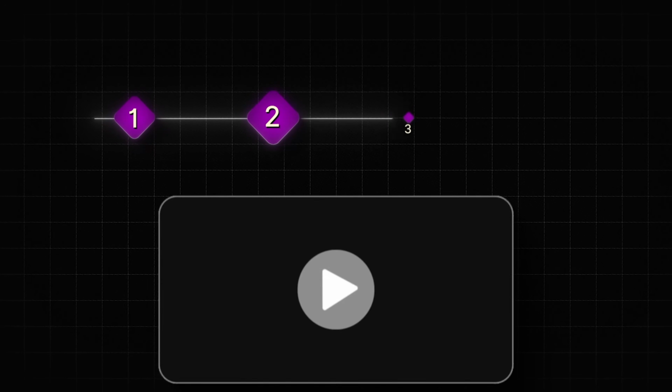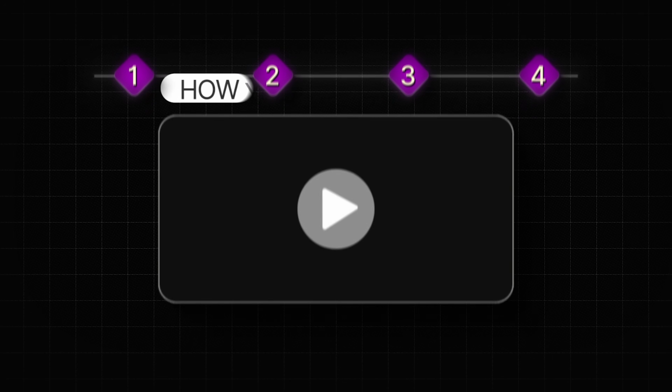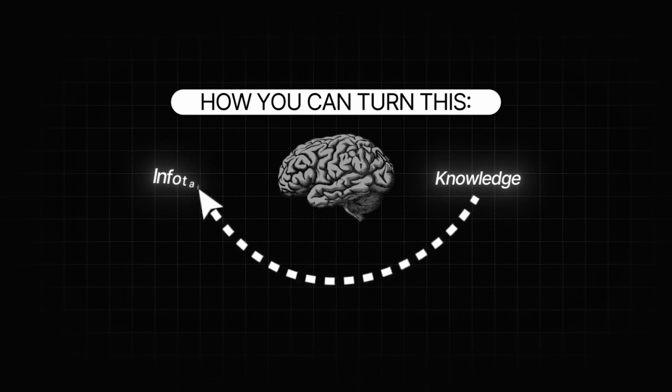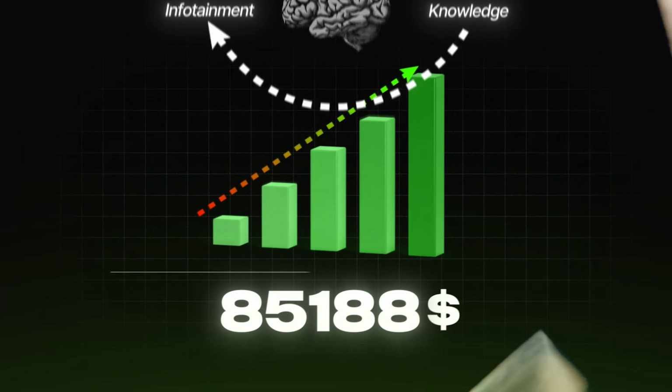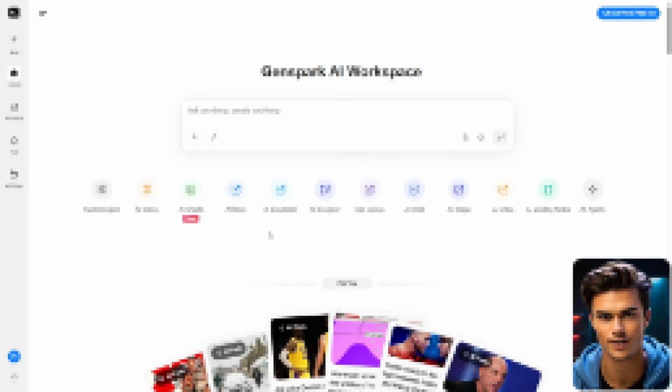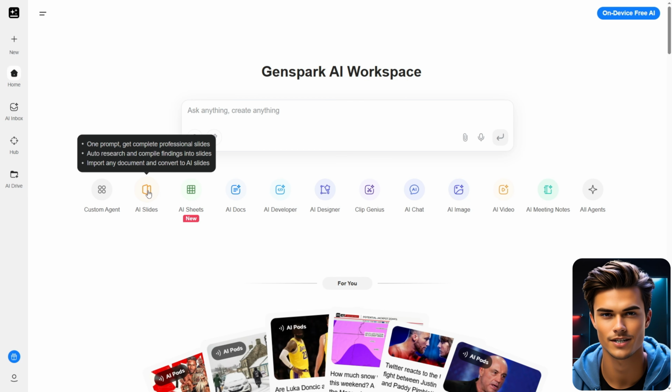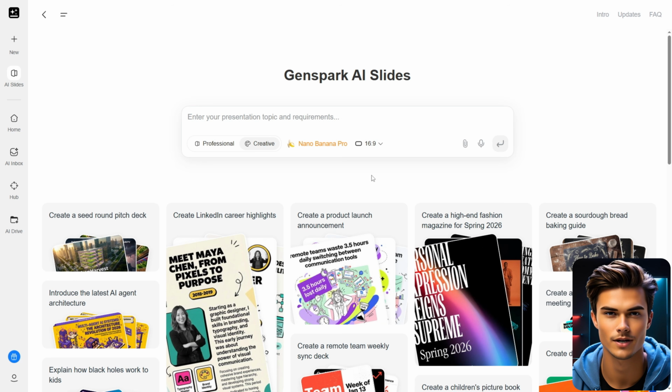So now that I've shown you the entire video creation process, let me show you how you can turn this knowledge into a structured infotainment product that you can use to grow and scale your business. Now for this step, we'll use the AI Slides feature, which is a fully built-in generator and very easy to use. As you can see, you have 2 different modes available.